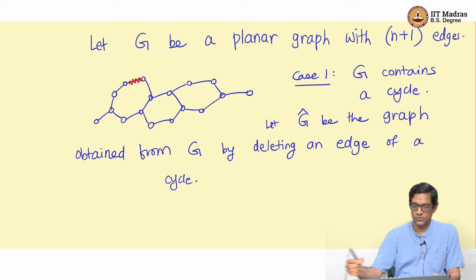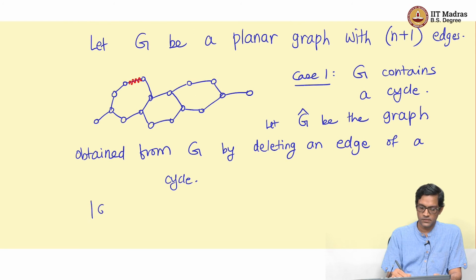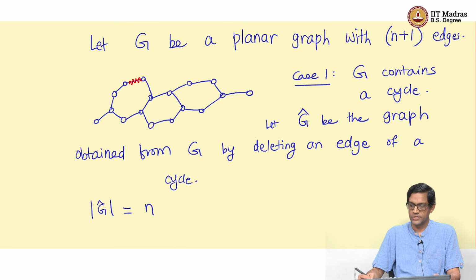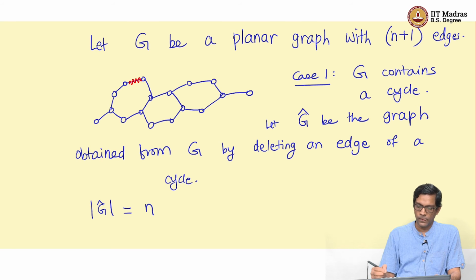Now, what has happened to this new graph? Firstly, the number of edges in this new graph is 1 less than the number of edges in G, so it's got only n edges. What else do we know? We know that the number of vertices has not changed. Sorry, I should have written that the cardinality of the edge set is n. The vertex set does not change, it's the same set of vertices as before.